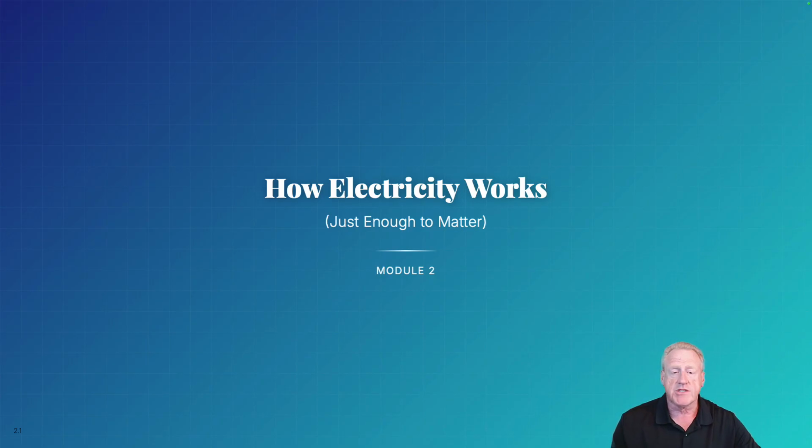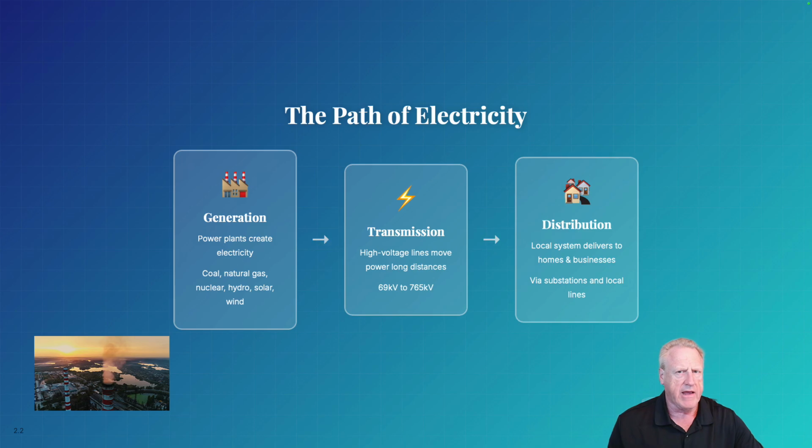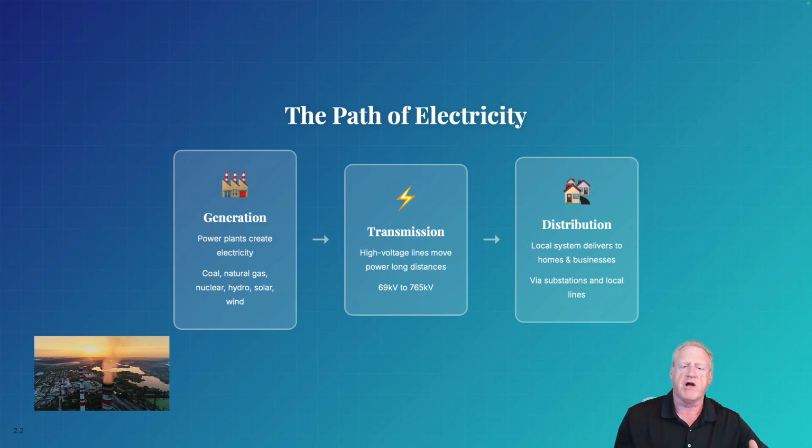So knowing how the system works, and how the FERC Uniform System of Accounts is set up around that, really is a great benefit. After you've been at this for a while, it will be a piece of cake, and you'll have all the account numbers memorized, and it'll be a really straightforward process for you. But the path of electricity works like this.